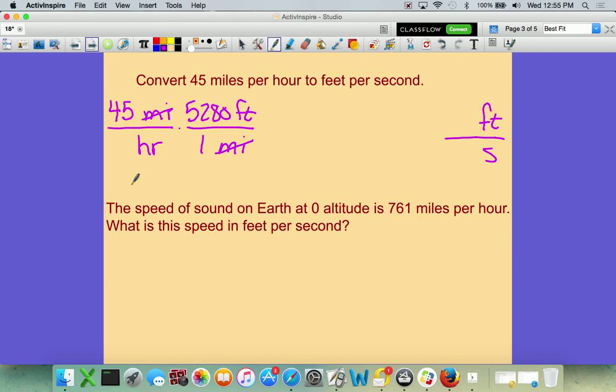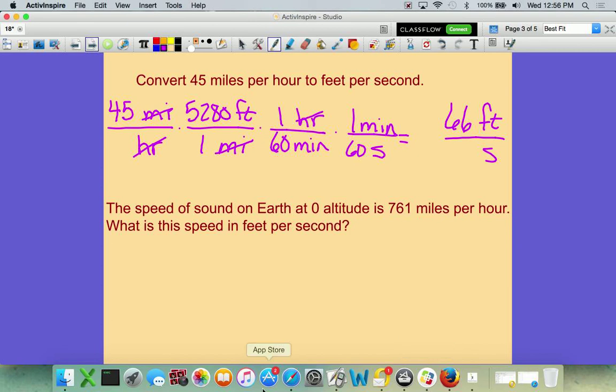We just need to change hours to seconds. So I know that there are 60 minutes in 1 hour. And there goes the hours. And I also know there are 60 seconds in 1 minute. So then from there we just multiply and divide here. So 45 times 5280 divided by 3600 gets us an answer of 66 feet per second.